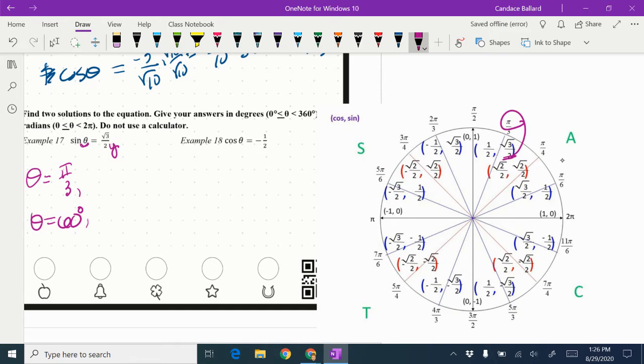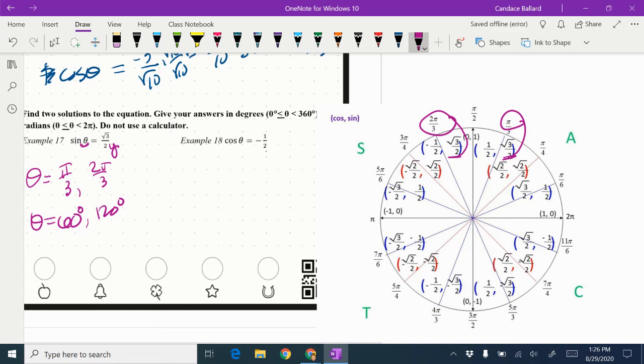All right, then I am going to keep going. I'm looking at the y values, looking for positive square root of 3 over 2. So notice it's here, which means that I also get 2 pi over 3, or 120 degrees. And I'm going to keep looking. It does not appear anywhere else. So those are the two values that I'm looking for.